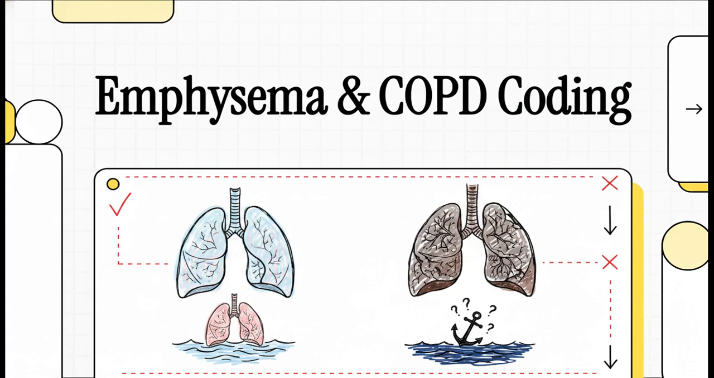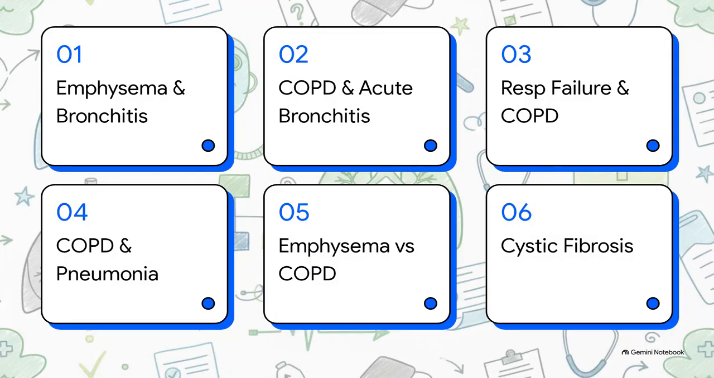Let's get into it. So here's our agenda for this explainer. We've got 6 distinct case files to audit together today. Emphysema with chronic bronchitis, COPD and acute specific bronchitis, respiratory failure and obstructive bronchitis, COPD with pneumonia and bronchiectasis, emphysema versus unspecified COPD, and finally, cystic fibrosis with bronchiectasis.